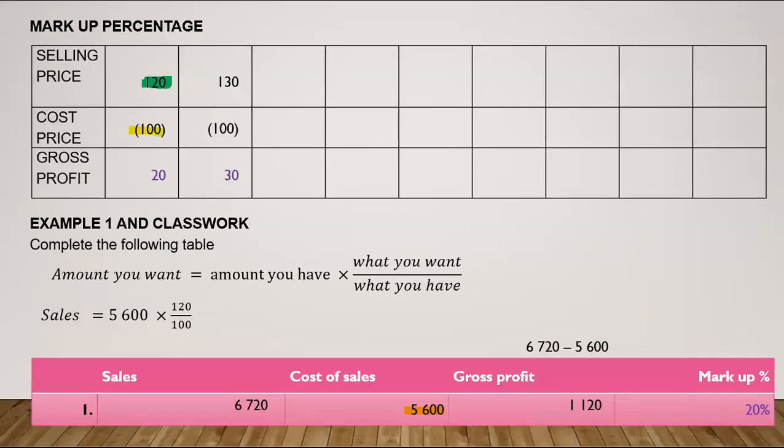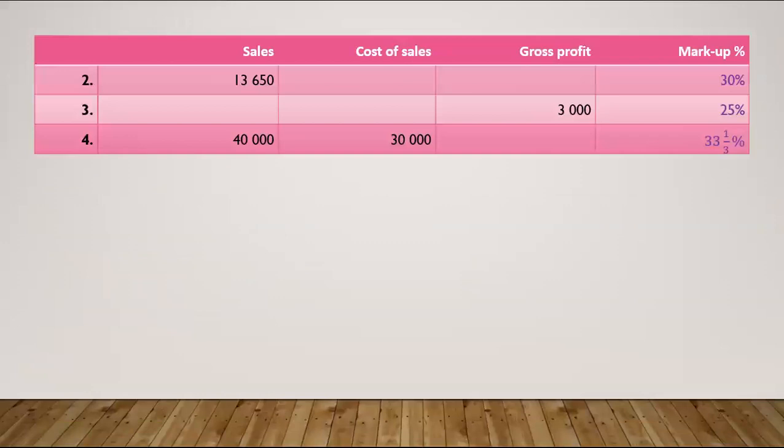You will use this formula. I want cost of sales, but I'm given the sales value. I'm going to multiply by the cost of sales percentage, which is what I want, which is this 100 here. And then I'm going to divide by the sales value percentage, which is what I have because I was given the 13,650. And the sales value will be that 130. So to calculate cost of sales, I'm going to take that 13,650 multiplied by 100 and divided by 130. And that was going to give me 10,500.